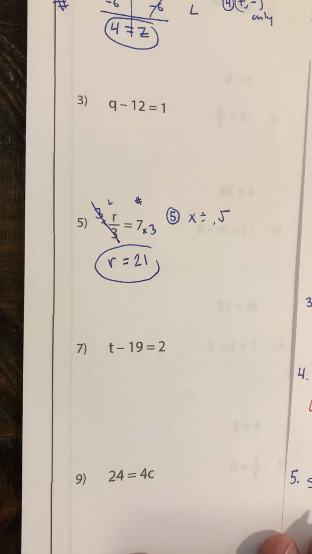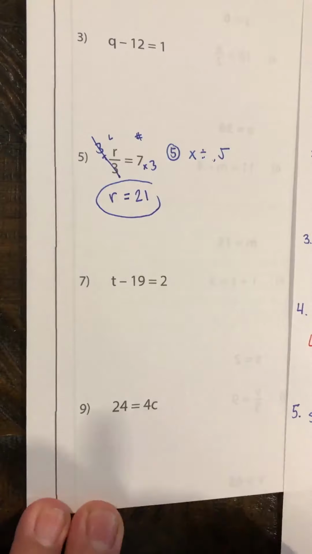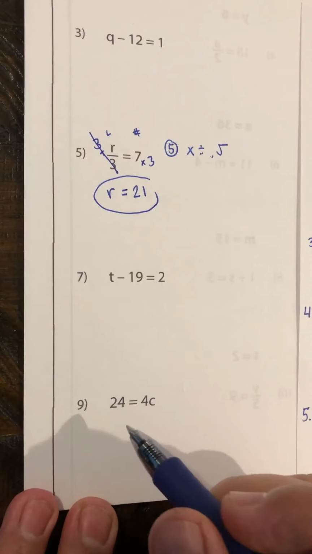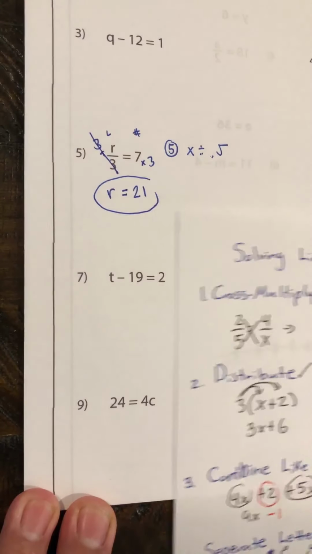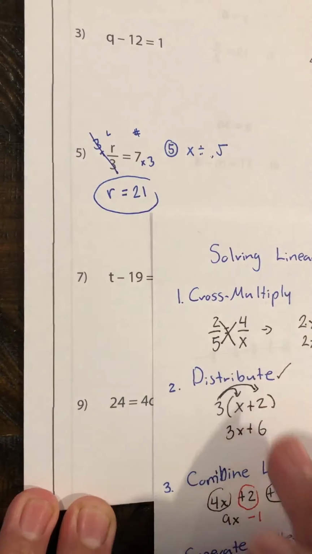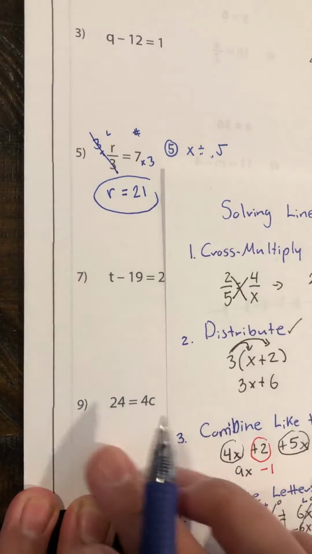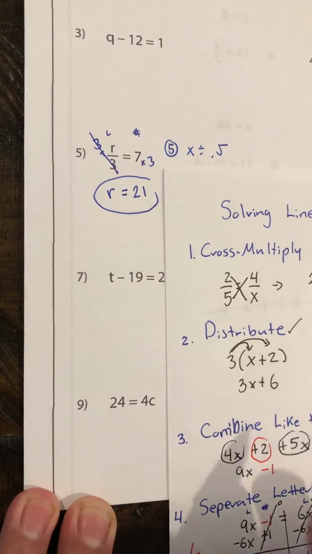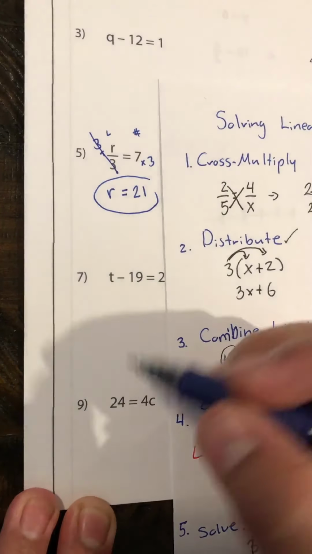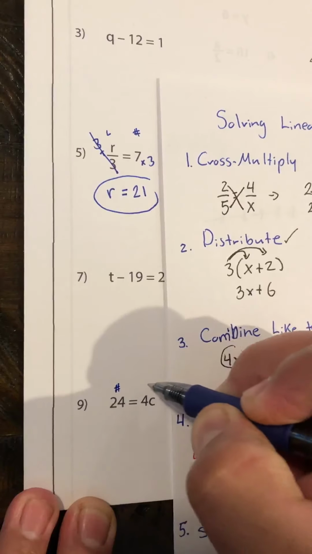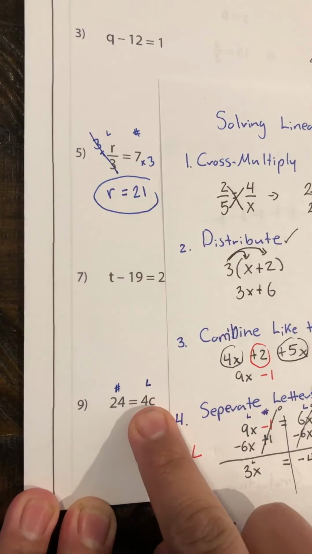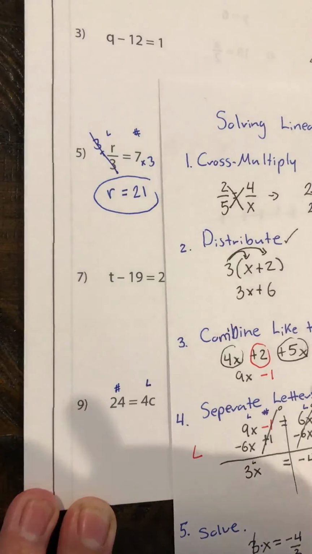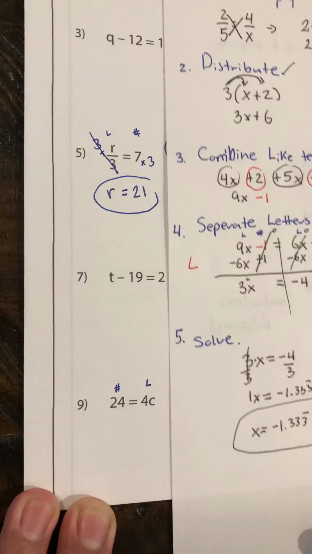Let's do one more. I'm going to jump to number 9 down here. So in number 9, again, we don't have to cross multiply. It doesn't look like a proportion. There's nothing to distribute. Combine, each of these terms are by themselves, so no need to combine. Separate, well, this is a number, and these are letters, right? So they're already separated. I know you see that 4, but that 4 really just represents C plus C plus C plus C plus C, 4 of those C's. So then we can move on to solve.